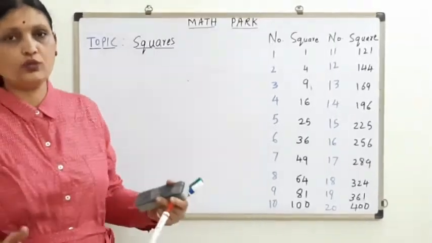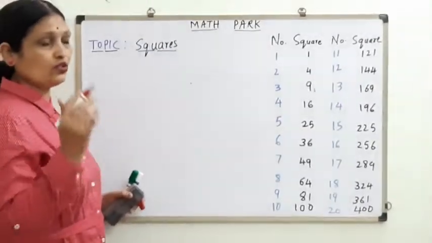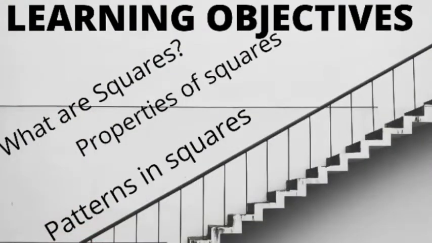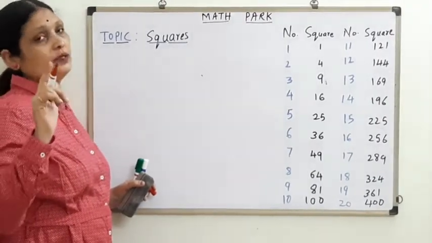In our park, today we are going to learn about squares and some patterns of squares. So what is the learning objective today? The learning objective is we are going to understand what squares are, properties of squares and some patterns in squares. Watch till the end to understand the concept clearly.